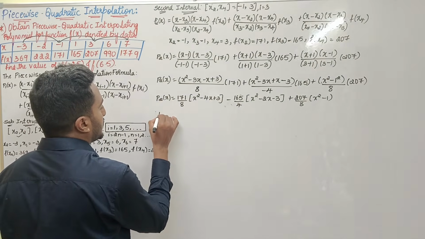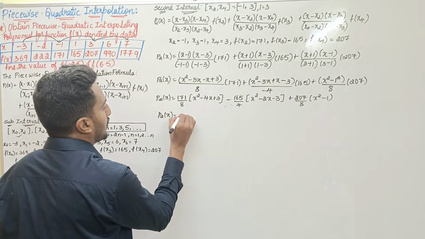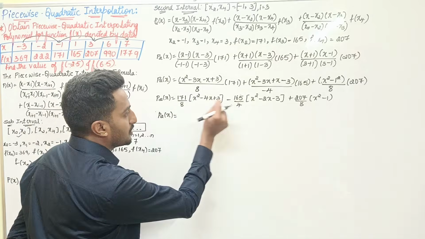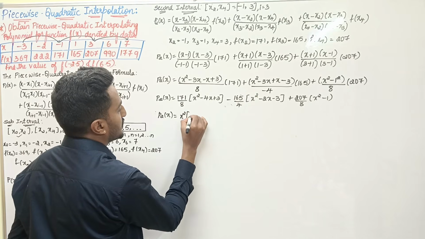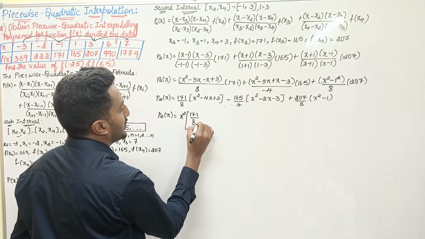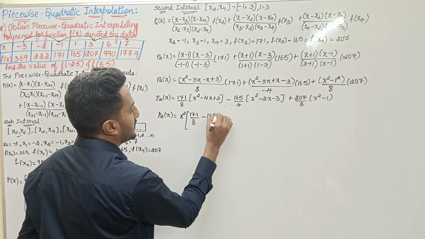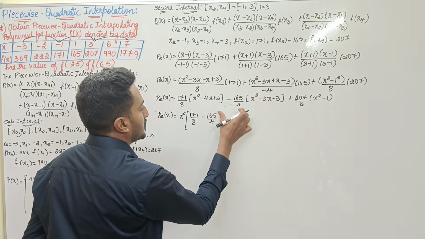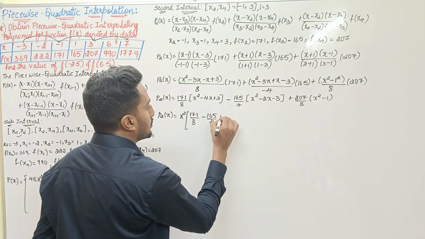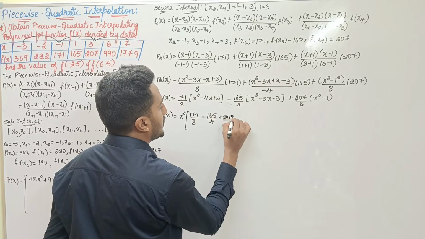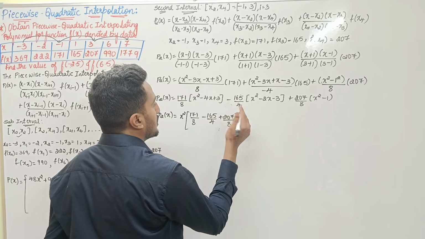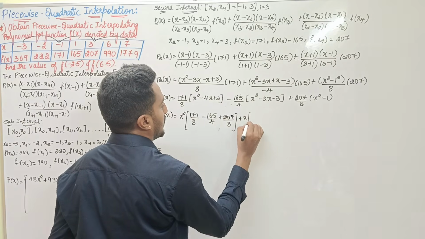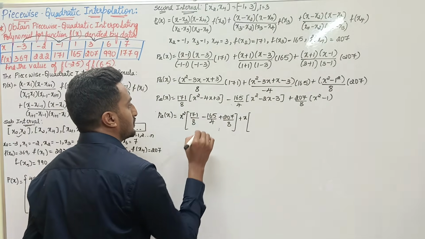Okay, now P2 of x, which is equal to, now what I am going to do, take x square as common. x square, again repeat the condition, 171 divided by 8 minus 165 divided by 4. The last I have 207 divided by 8. Next, I need to go with respect to x term, so I'm going to consider plus x. Later, I'm going to see whether it is minus or negative.